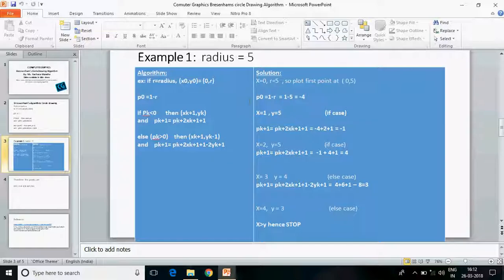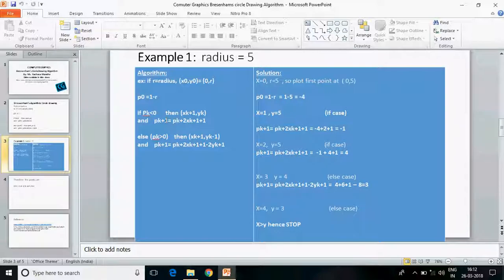Let us look at the first one. The decision parameter is minus 4, hence it is less than 0. Therefore, it will be the if case, and xk plus 1, y is constant. So x, y, which were 0, 5, now became 1, 5. And the new decision parameter equals the old decision parameter, minus 4, plus 2 times xk plus 1, that is 2 into 1 plus 1, which is equal to minus 1.